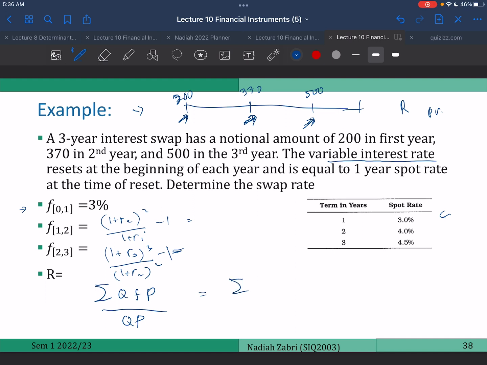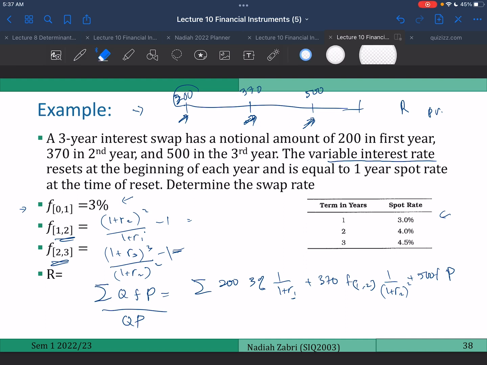So for the first one, we will have the first notional amount 200 times our first F, which is 3%, times our P. The first present value is 1 over 1 plus R1, which is 3% in this case. And then plus the second notional amount 370 times the F12, which we already calculated, times 1 over (1 plus R2) to the power of 2. Plus the third notional amount 500 times the F, which is this one, times the P, which is 1 over (1 plus R3) to the power of 3.